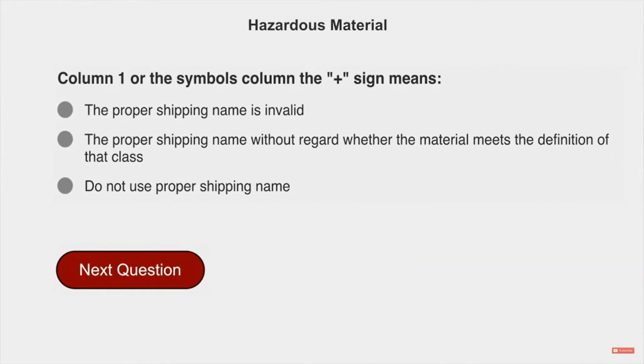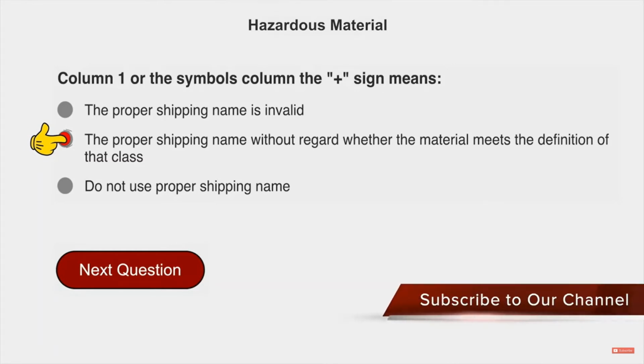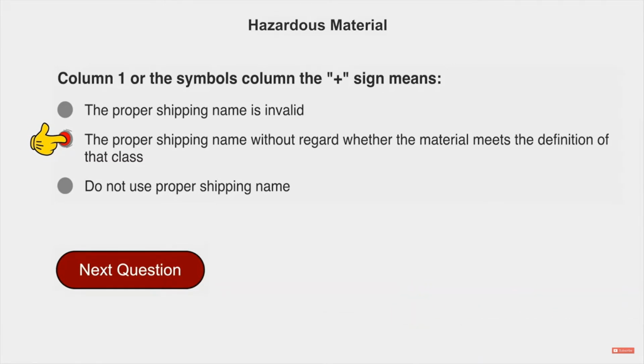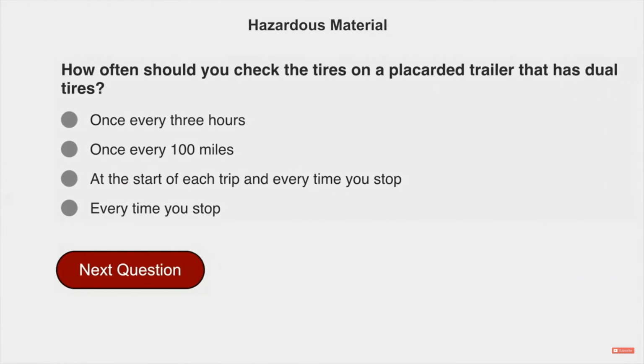Column 1, or the symbols column, the plus sign means the proper shipping name without regard to whether the material meets the definition of that class. How often should you check the tires on a placarded trailer that has dual tires? At the start of each trip and every time you stop.